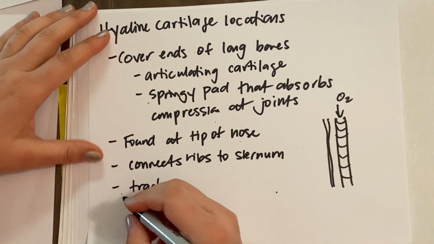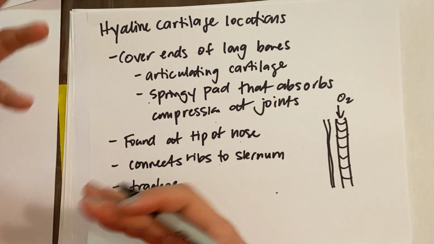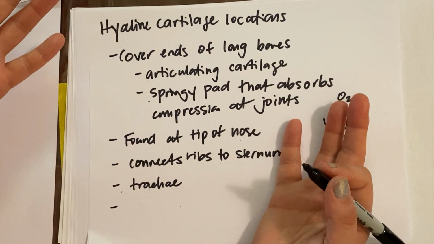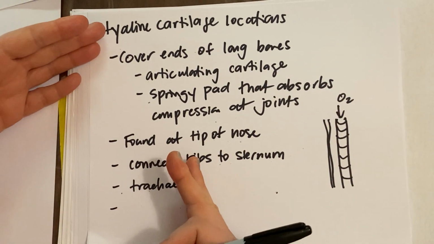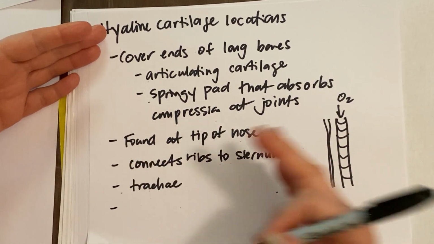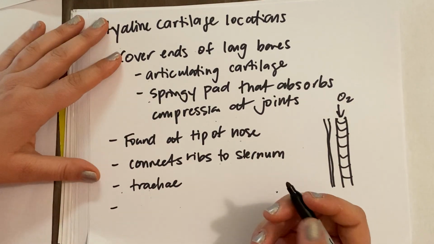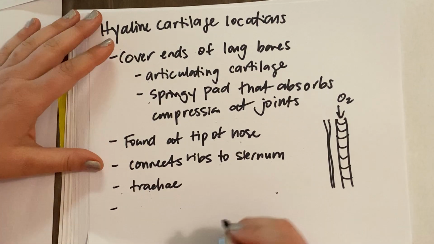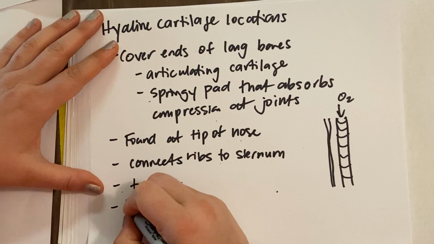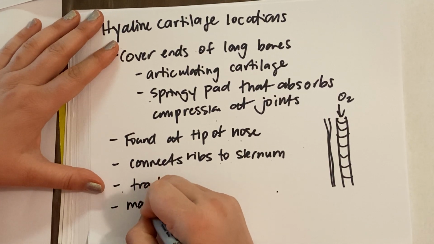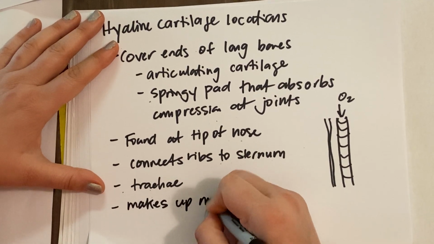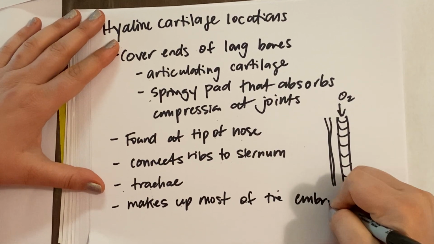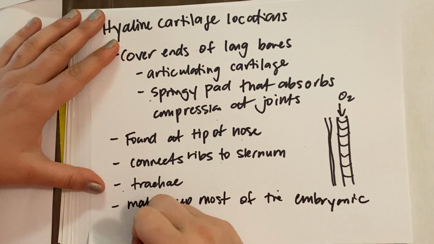And then the last thing is when a baby is forming in the embryonic stage, the skeleton is mostly made out of hyaline cartilage. It'll start off as hyaline cartilage, and then as babies grow, it will start turning into bone. But after birth, it still is present in these things called epiphyseal plates. So I'll write that out. It's going to be found making up most of the embryonic skeleton.